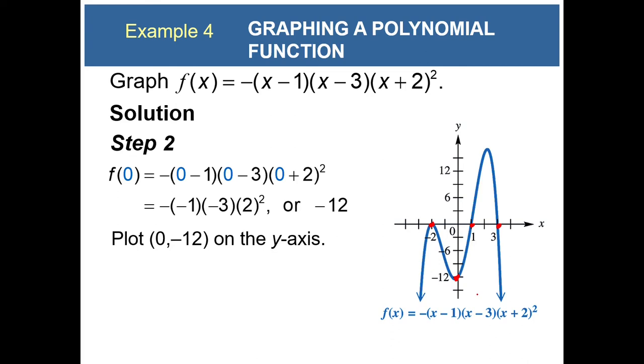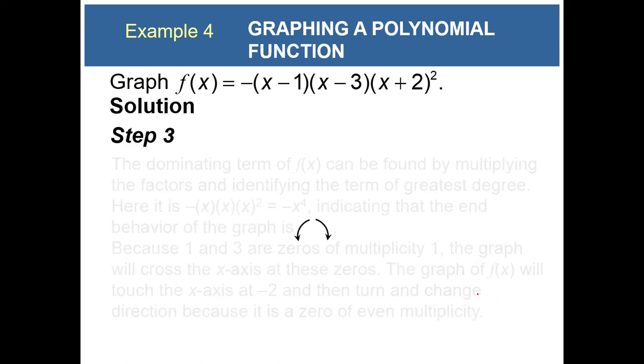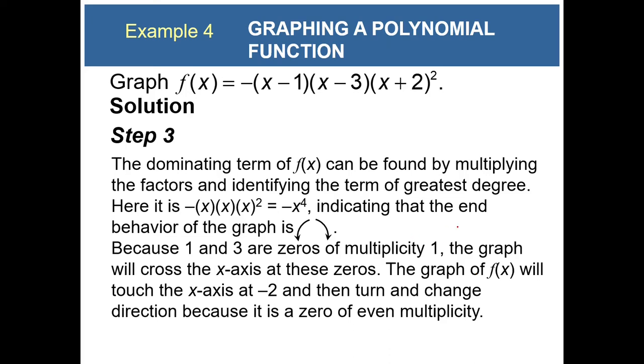We're almost done. All we need now is to consider the end behavior. The dominating term of f of x can be found by multiplying the factors and identifying the term of greatest degree. Here the leading term can be found by multiplying -x, x, and x squared, and -x to the fourth will be the leading term of f of x, indicating that the end behavior of the graph is both facing down because this is an even power with a negative leading coefficient.